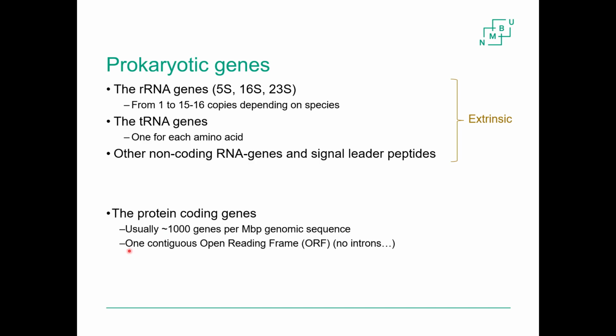All these protein coding genes, or coding genes as we call them in bacteria, are made up of one contiguous open reading frame. We will see that in the next slide: open reading frames, ORFs. And they have no introns like we are used to in eukaryotes. There are a few exceptions to this even in bacteria. There are some cases of introns as well, but the basic rule is no introns. That makes them a little bit easier to recognize in bacteria compared to eukaryotes.